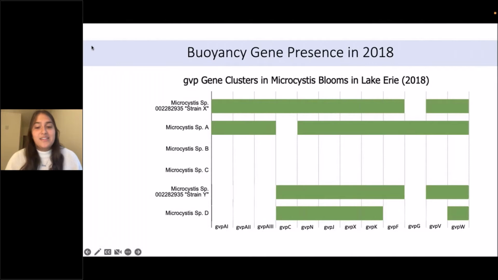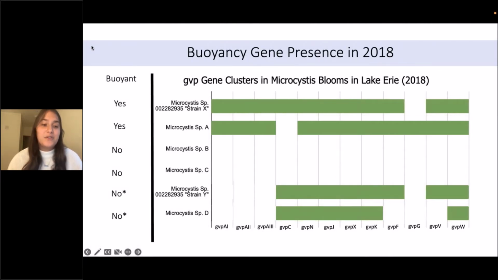But what's really interesting is those last 2 are missing the GBP-A genes, but happen to have a lot of the other GBP genes. And so this brings up a really important question of, are there other mechanisms or genes that we aren't seeing that maybe make up for those missing GBP genes? And this is beyond the scope of the data that we have, but it's definitely something that is interesting for future research. And so to summarize again, those first 2 are definitely buoyant, second 2 are probably non-buoyant, and last 2 I put an asterisk.